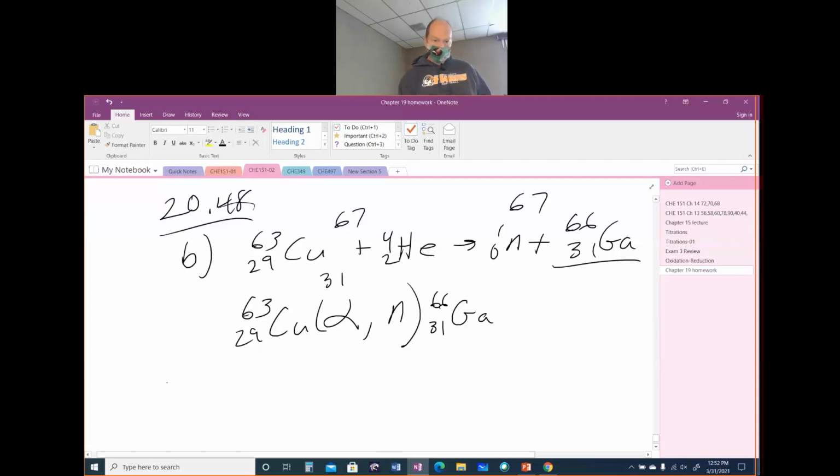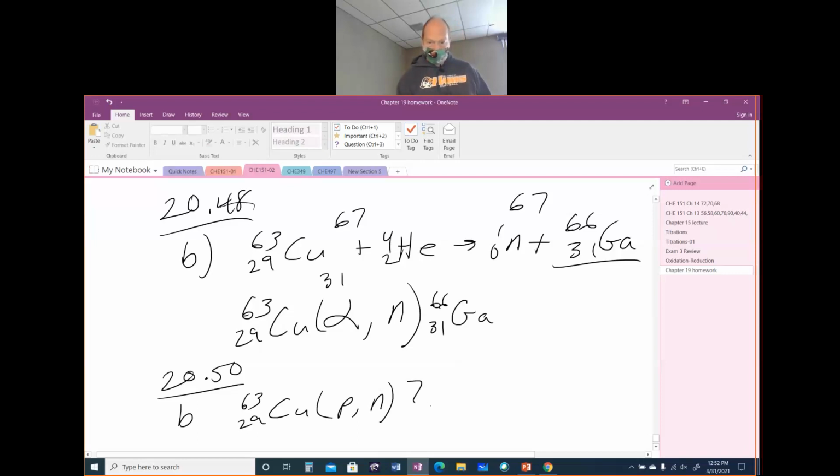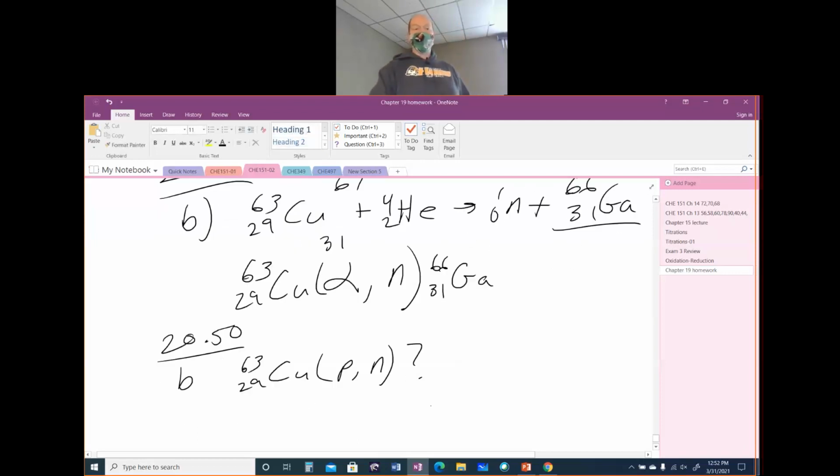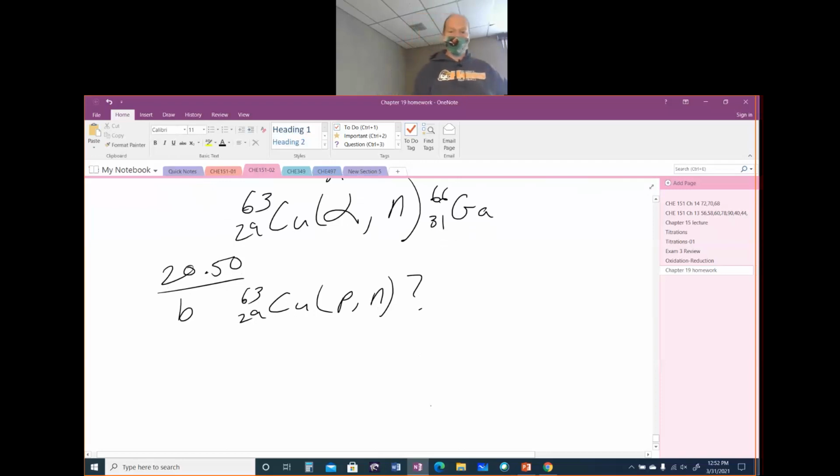Let's do 50. B, also a very simple question. It is the same, but it gives you the notation and you have to write the reaction. So on the test, it's going to be Cu 63 29, and it's going to have P, it's going to have comma, it's going to have N, and it's going to have question mark. All right, it's going to say write the balanced reaction and give the unknown product molecule.